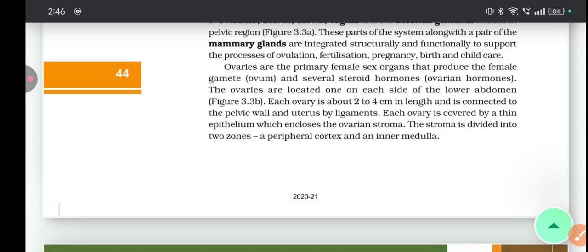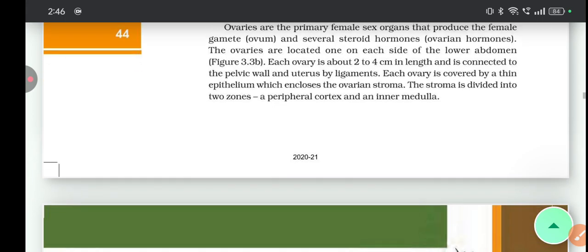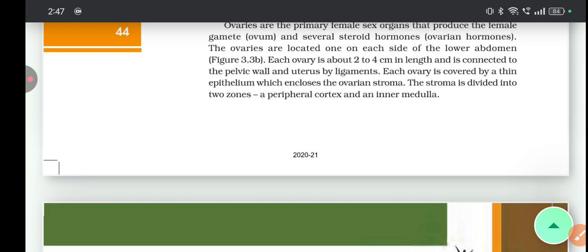The ovaries are located one on each side of the lower abdomen. Each ovary is about 2 to 4 cm in length, and it is connected to the pelvic wall and uterus by ligaments. Each ovary is covered by a thin epithelium which encloses the ovarian stroma. The stroma is divided into two zones, a peripheral cortex and an inner medulla.